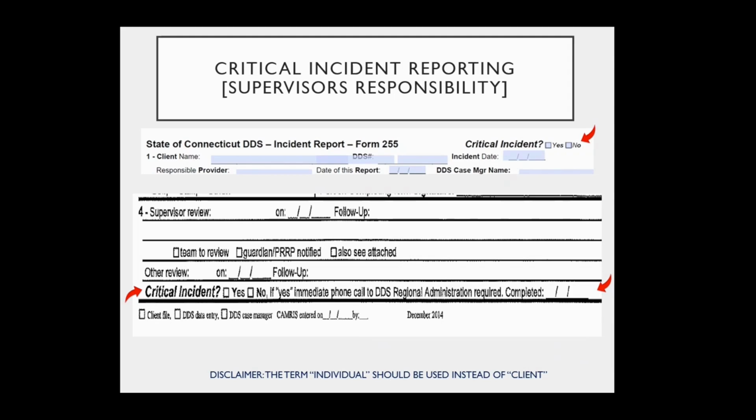If this involves a missing person or other emerging critical situations, the regional director or their designee must notify the commissioner. Agency follow-up processes to critical incidents will be triggered once the notification is initiated. Please take note of the disclaimer that's at the bottom of the slide that states the word individual should be used instead of the word client.